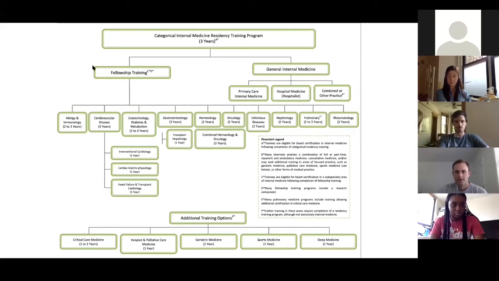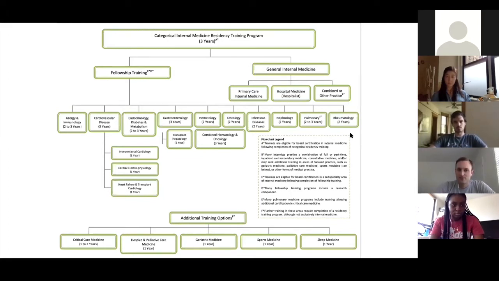And then you can see on the left where it says fellowship training, there's a huge number, and actually it even continues down to the bottom where they couldn't fit everything horizontally, so they just added it at the bottom for some reason. But you can see there's a huge number of different fellowships that can be done. And then some of these fellowships, like cardiovascular disease, have even further subspecializations where you can do a second fellowship.